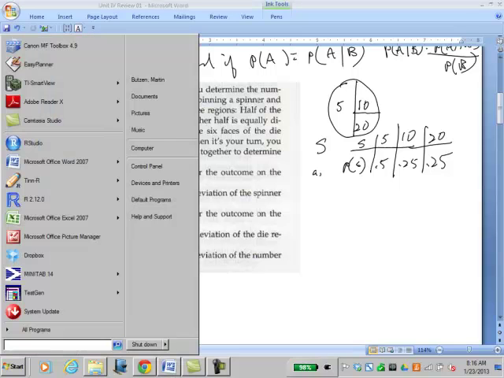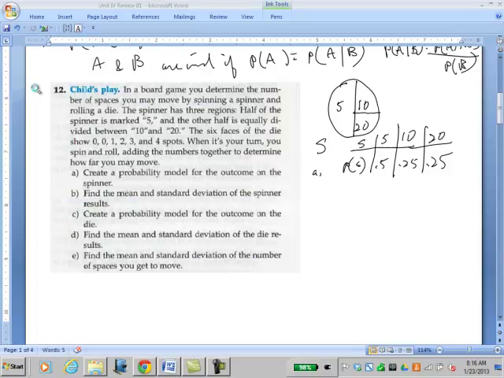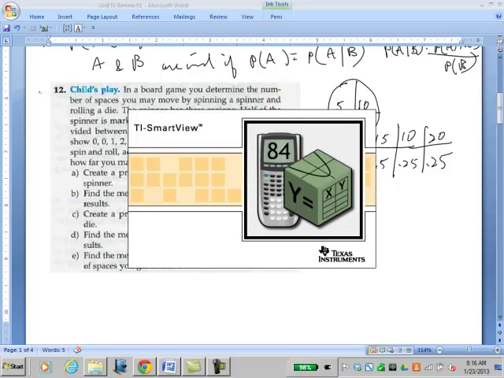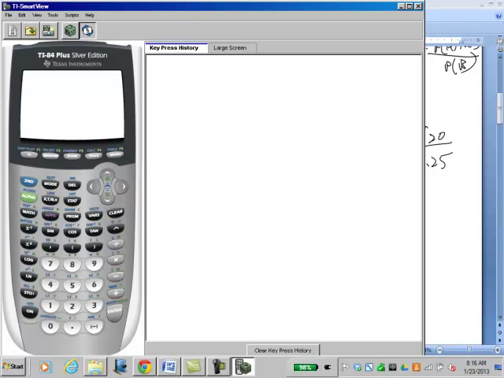Well, I'm going to use my calculator because I'm feeling super lazy. It's 8 o'clock in the morning. I'm not awake. You're not awake. Let's just use the calculator.